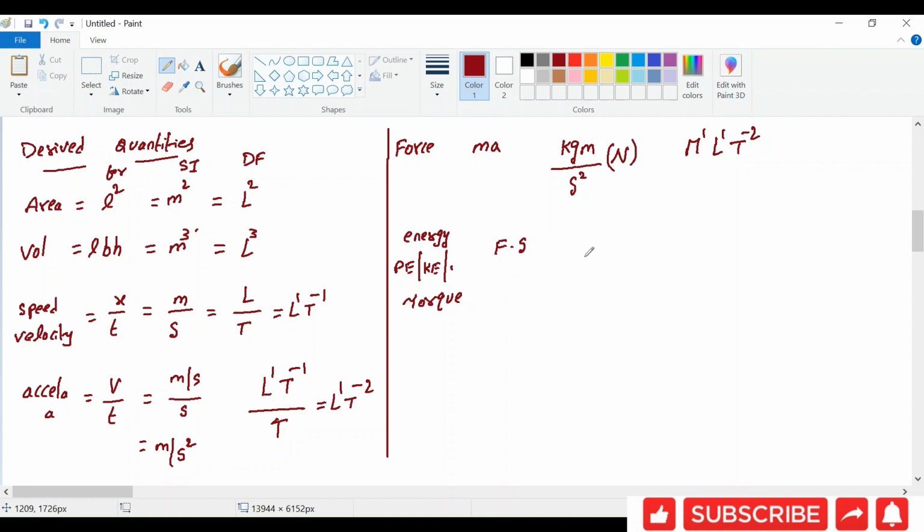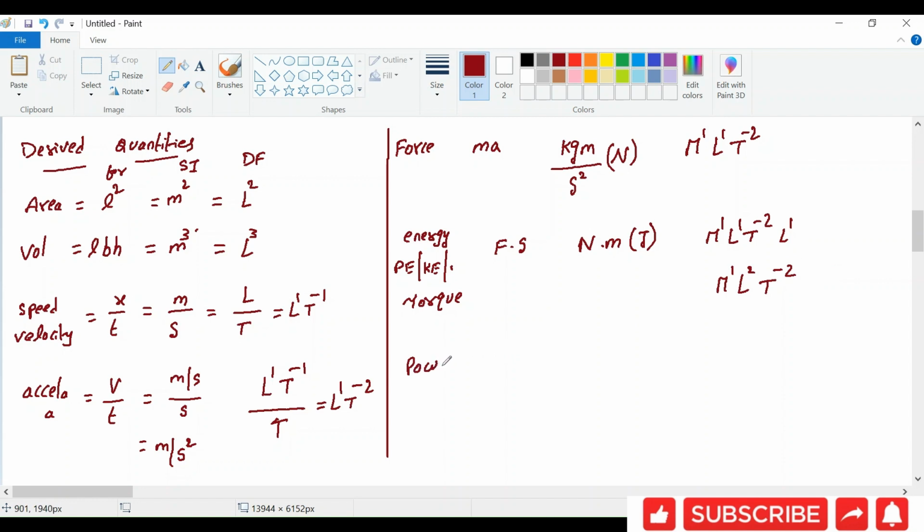Force, as we just did, has units of Newton, and displacement is in meters, so Newton meter. The most important units for energy are joules, or you can use Newton meter. Dimensional formula: force is M power 1 L power 1 T power minus 2, into displacement, L power 1. So it becomes M power 1 L power 2 T power minus 2.